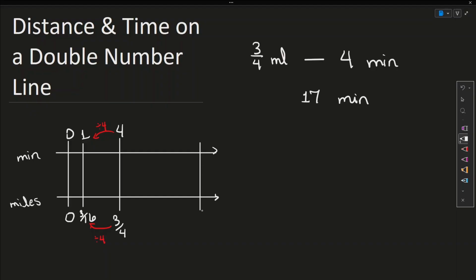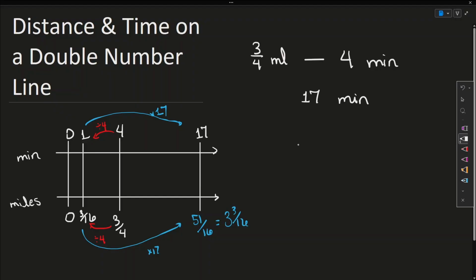If I then try to mark out my 17 minutes, I could multiply 1 times 17. So in the bottom, I need to multiply by 17 as well. This actually gives us 51/16, or 3 3/16. This tells us that in 17 minutes, the scooter will travel 3 3/16 miles.